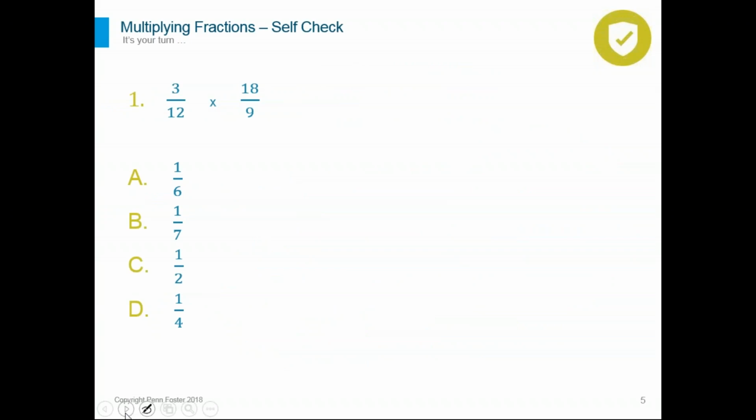The self-check questions, again, as you used in my webinars so far, are not graded. They are not part of your grade for this course. They are given throughout this webinar just to give you a chance to practice whatever we have learned on that one topic during our webinar. So again, this is a question, 3 over 12 times 18 over 9. How would you multiply these two fractions?